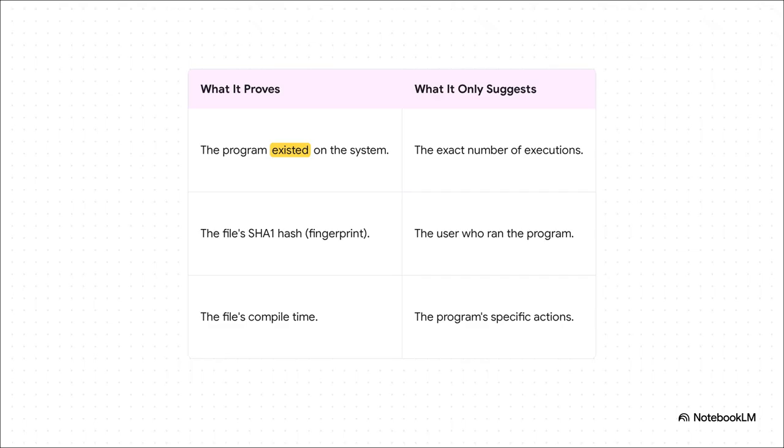It also records things like the program's compile time. And here's the brilliant part. This record often survives reboots, and, most importantly, it's still there even after the original file gets deleted. We now have our file's unique identity locked in.